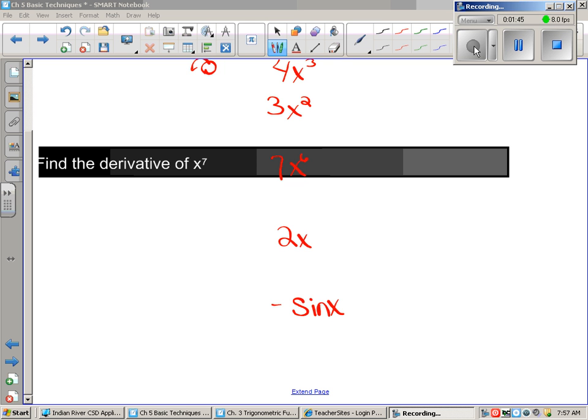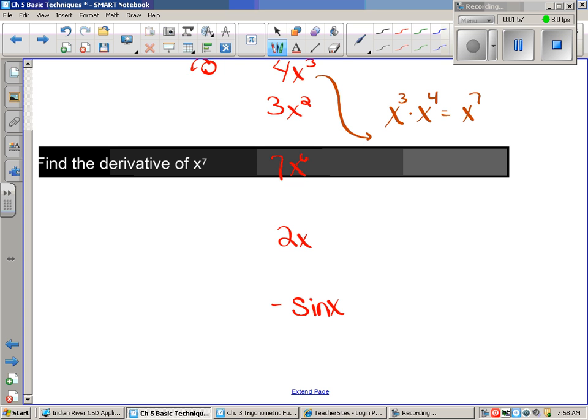If we look at the fact that x cubed times x to the fourth equals x to the seventh, then shouldn't it mean that if we use the idea that this one would be 3x squared, and this would be 4x cubed, your gut might be, hey, can I just multiply those derivatives and get the answer? And so you would say, okay, if we did, that would give me 12x to the fifth. So that's not the answer. Are there any other thoughts as to what we could do?